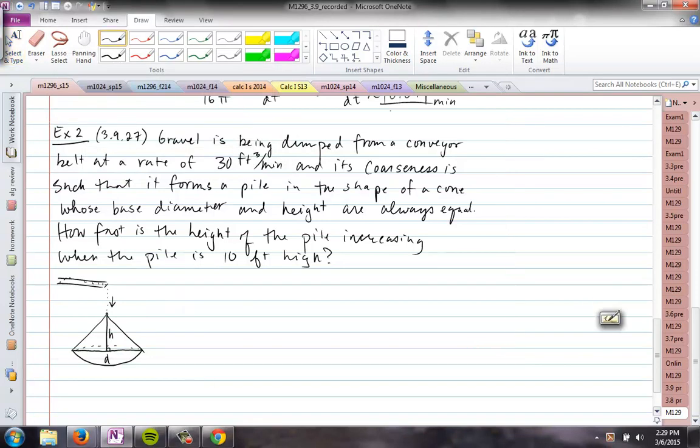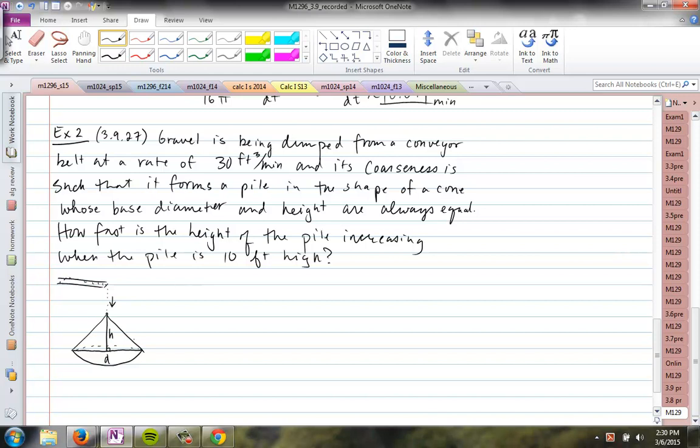Our next example from 3.9 is number 27 in your book. Gravel is being dumped from a conveyor belt at a rate of 30 feet cubed per minute, and its coarseness is such that it forms a pile in the shape of a cone whose base diameter and height are always equal. How fast is the height of the pile increasing when the pile is 10 feet high? Okay, lots of information here.